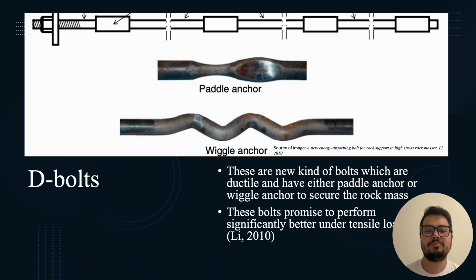D-bolts are a new kind of bolt which are ductile and have either a paddle anchor or a wiggle anchor, as shown in the figure above, to secure the rock mass. This bolt promised to perform significantly better under tensile load.